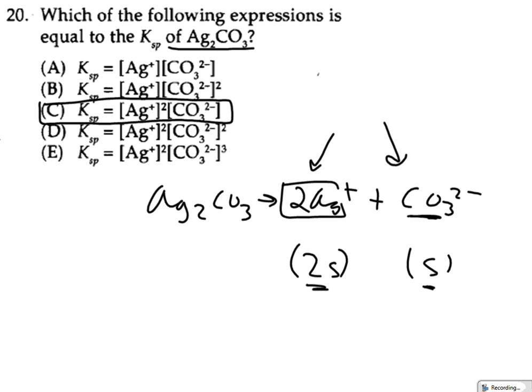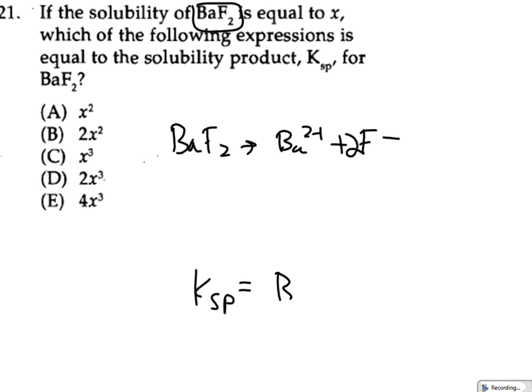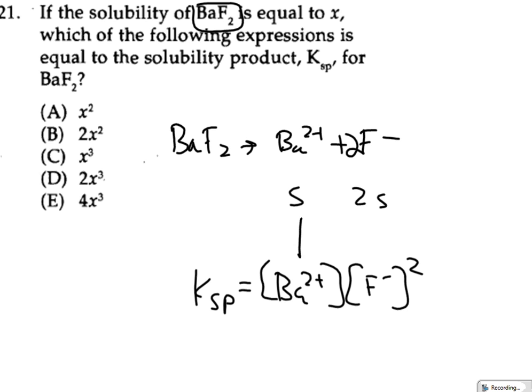Solubility of BaF2 is equal to X, which of the following expressions is equal? BaF2 is going to break into Ba2 plus and 2F minus. If I write the expression, Ksp is equal to the concentration of Ba2 plus times the concentration of F minus squared. This is S and 2S. So when I drop these in, when I solve it, it's 3 ions. It's going to be equal to 4S or X cubed. Remember the ratios. The ratio here is different from the ratio here. Write the expression and keep the ice table separate.